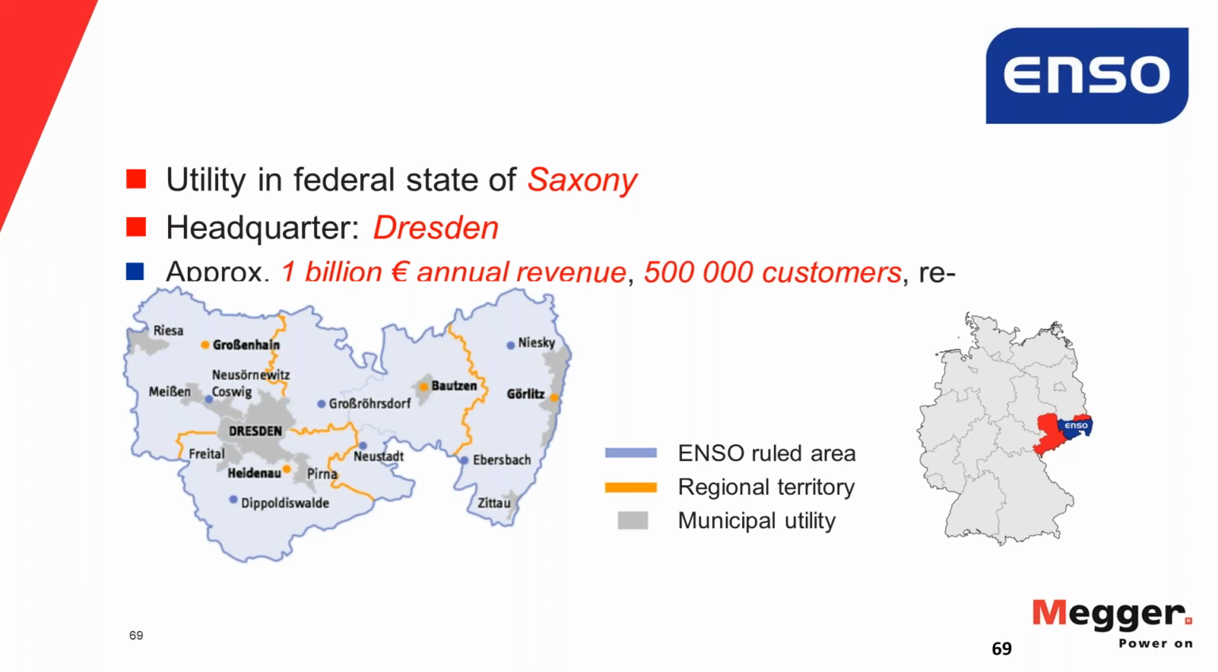I pulled some numbers. Enso in Saxony, one of the federal states. It's also one of our factories is close to them as well. So this is how this sample ended up on our desk. They have approximately 1 billion euros annual revenue. So that's, I don't know, at the moment, $1.2 billion or whatever, roughly 500,000 customers in some bigger cities and in some rural areas.